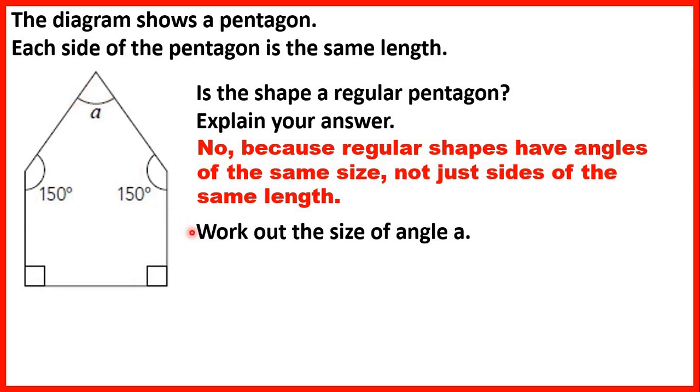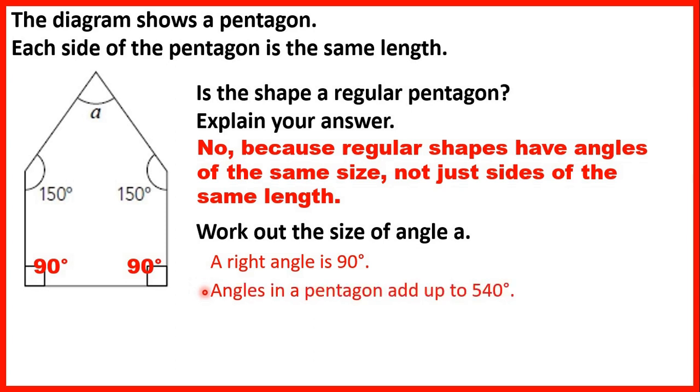Now we need to work out the size of angle A. So we know that a right angle is 90 degrees, so we can write 90 on our right angles. And we also need to remember that angles in a pentagon add up to 540 degrees. So to work out angle A, we can subtract all of our other angles from 540.